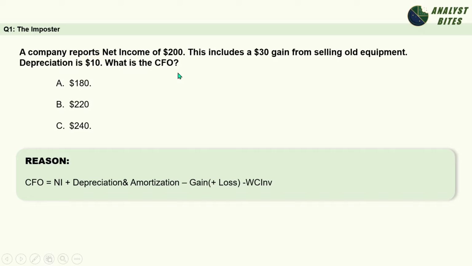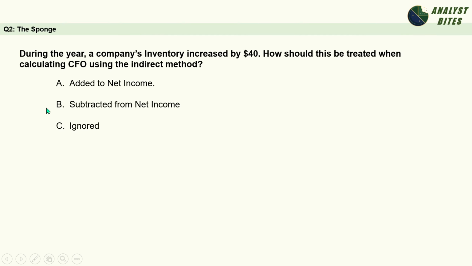The math is simple. 200 minus 30 plus 10 equals 180. So the answer is A. Once you spot the non-cash ghosts and the imposters, these questions are free points.